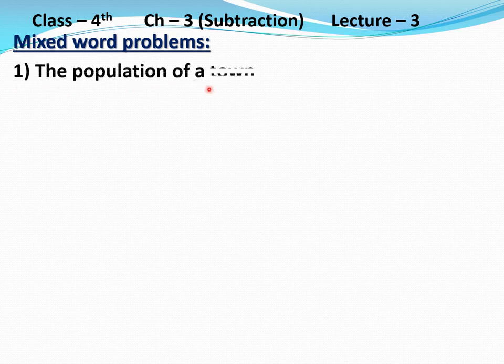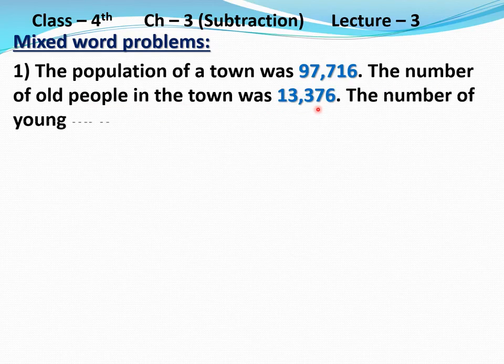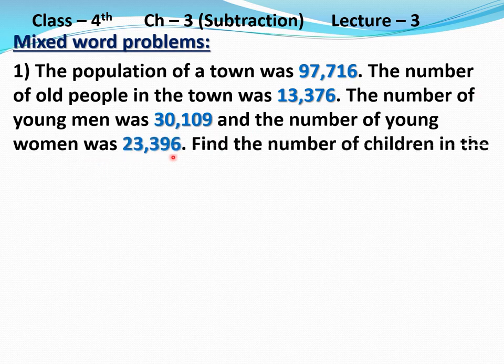The population of a town was 97,716. The number of old people in the town was 13,376. The number of young men was 30,109 and the number of young women was 23,396. Find the number of children in the town.